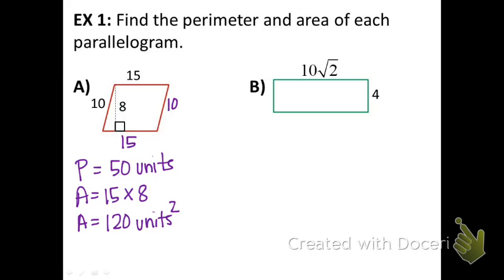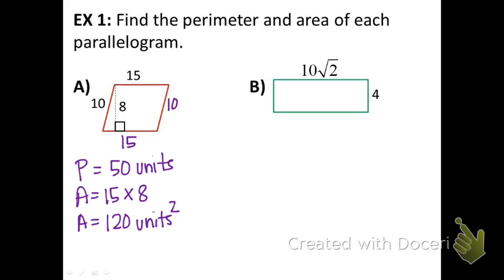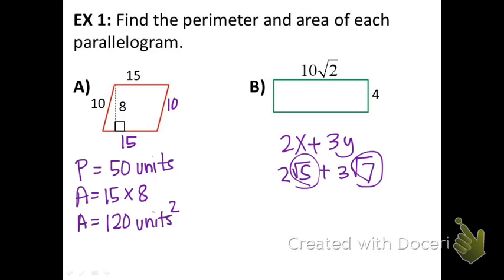Okay, before I went over this, I went over some rules. We went over rules like this. If I take 2x plus 4x, we get 6x. The same idea works with square roots. So if I have 2 root 3 and I add 4 root 3, then I get 6 root 3. Then we said if I have 2x plus 3y, I can't combine those because they're not like terms. The same idea works with 2 root 5 plus 3 root 7. Those are not like radicals, so we can't combine them.